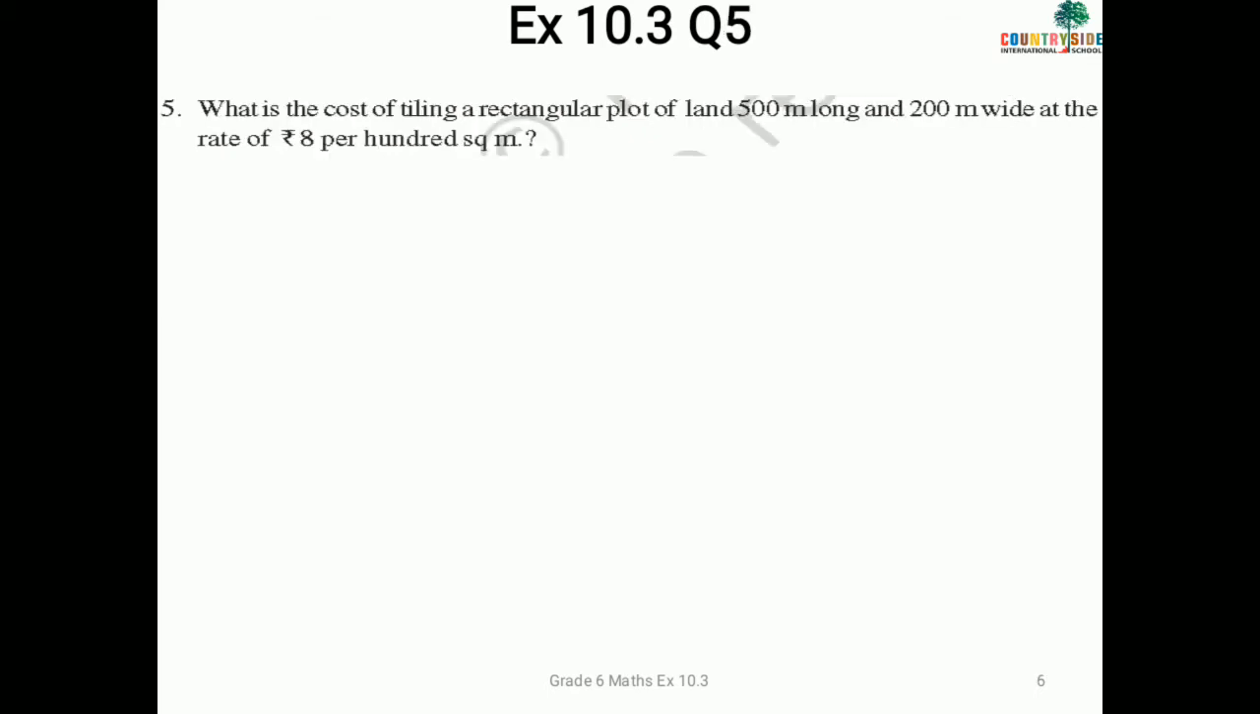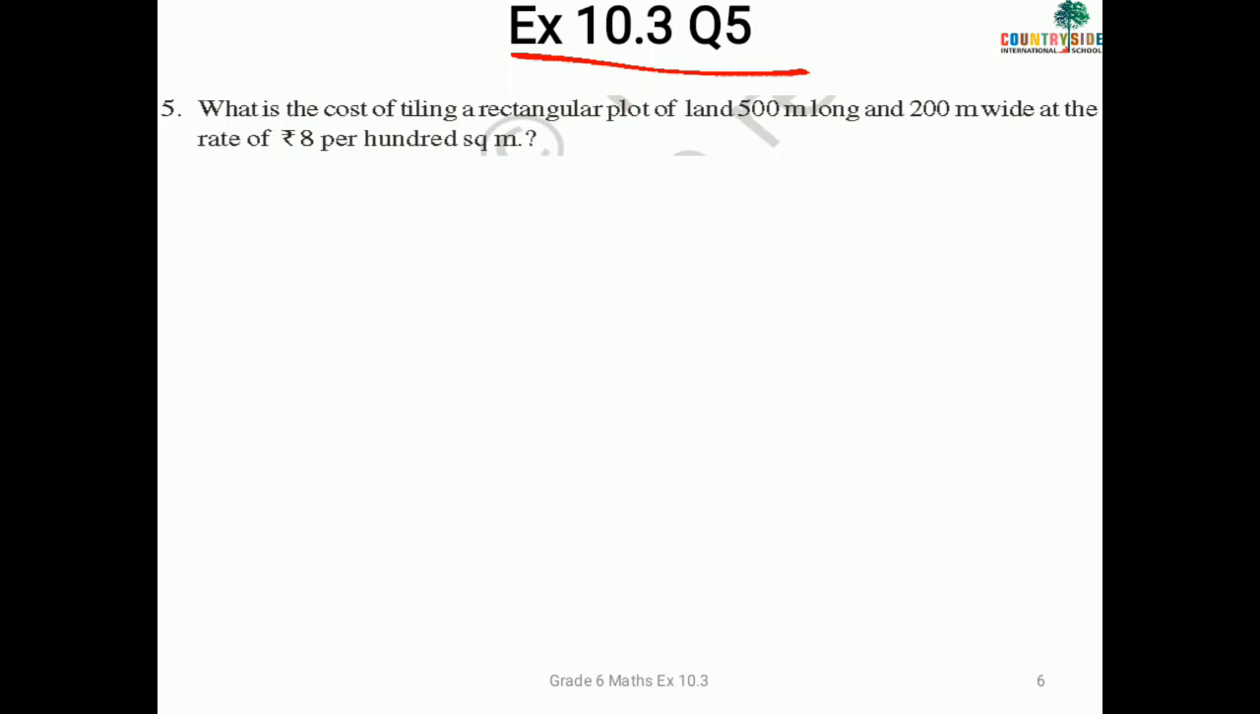So now let's start with exercise 10.3, question number 5. What is the cost of tiling a rectangular plot of land 500 meter long and 200 meter wide at the rate of 8 rupees per 100 square meter? Okay, again this is a very easy question. It is a rectangular plot, length is given to you, breadth is given to you.